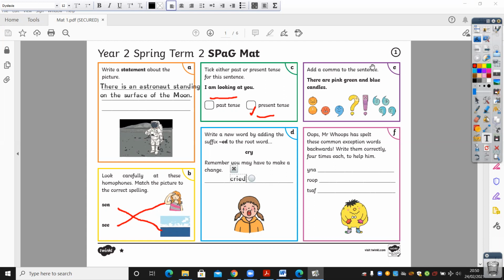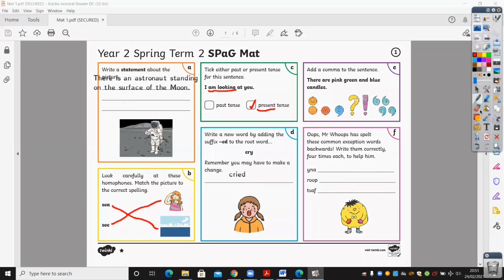Question E. Add commas to the sentence. There are pink, green, and blue candles. Now we have a list here, don't we, children? Can you see? There is a list of 3 items: pink, green, and blue. So we all know that we need to put a comma between the first and the second item in the list. But how about putting a comma between the last 2 items in the list? Should we put a comma there? No, definitely not. You're right. There should be just the word "and" between the last 2 items in the list.